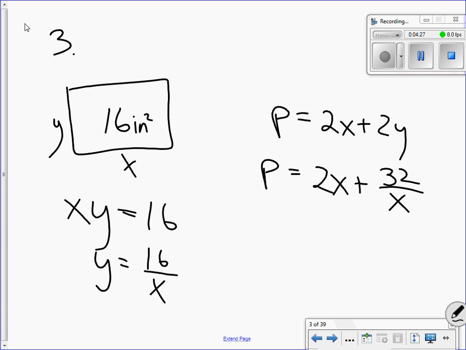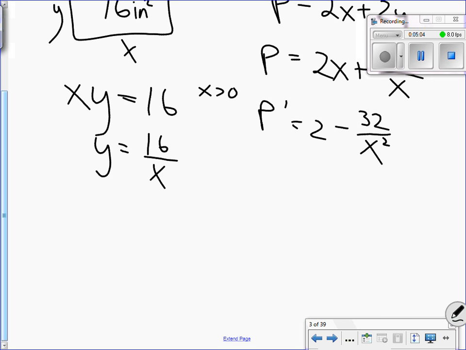For what values of x is this going to make sense? x has got to be a number, it's a length. It's going to be greater than 0, so just note to self, don't come back with a negative answer, or you're going to get fired. Okay, and then you just get the derivative. That's 2 minus 32x to the negative 2, or 32 over x squared. So we don't want x to equal 0. The derivative wouldn't exist, but we knew it had to be greater than 0 anyway.